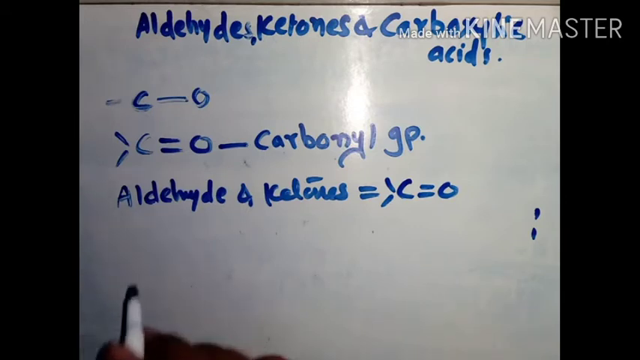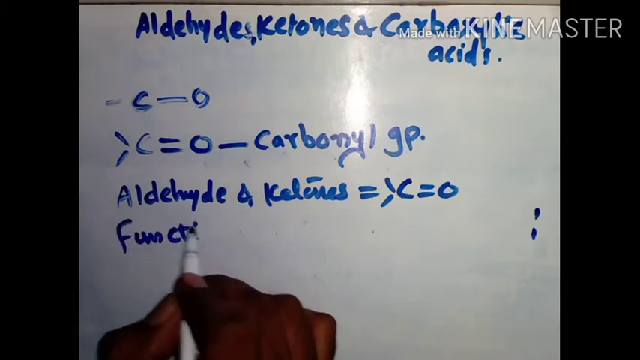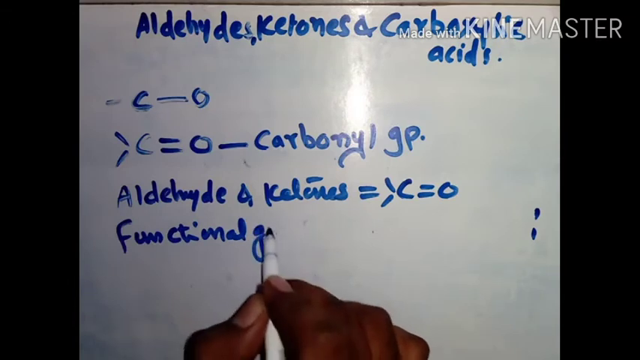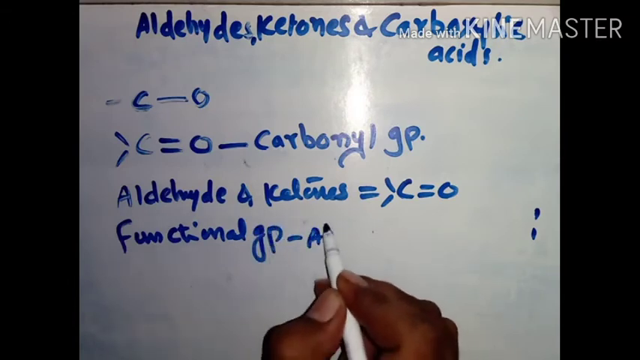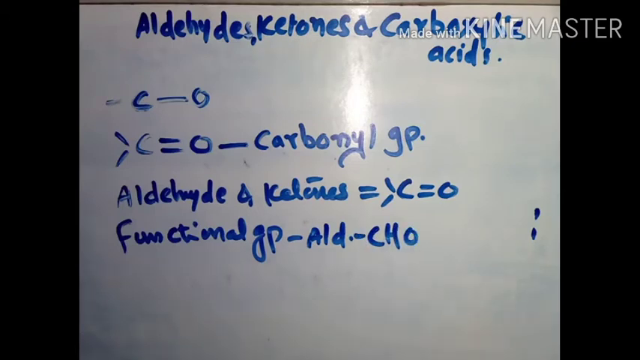In aldehyde, carbonyl carbon is bonded to at least one hydrogen atom apart from alkyl or aryl group. That's why the functional group of aldehyde is CHO, which is also called as formyl group or a aldehydic carbonyl group.